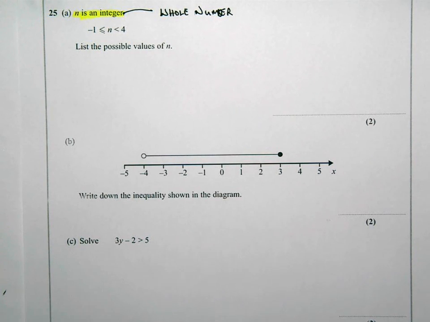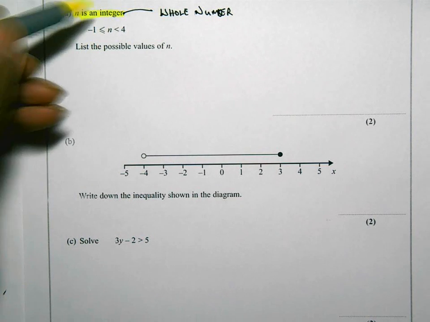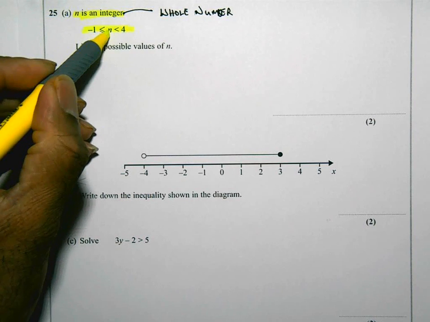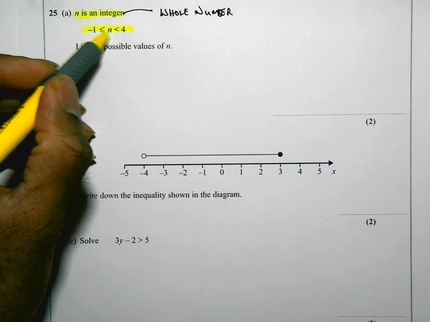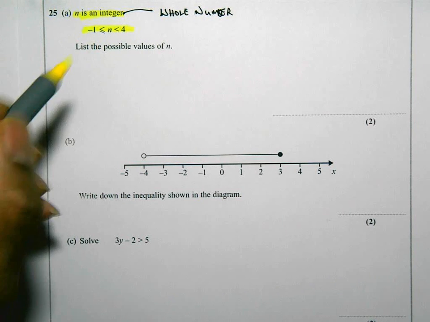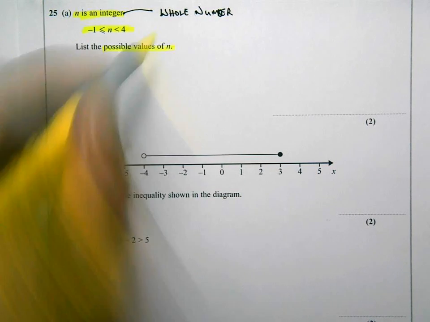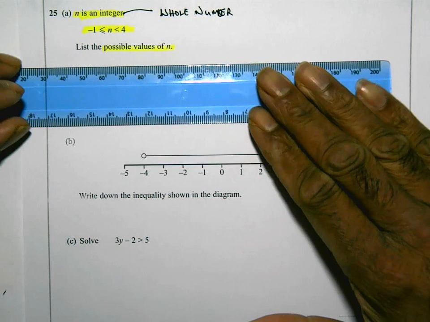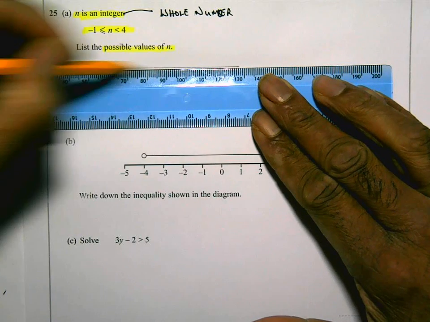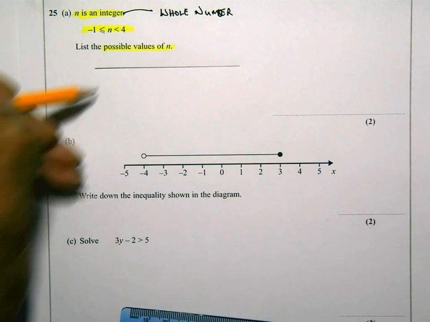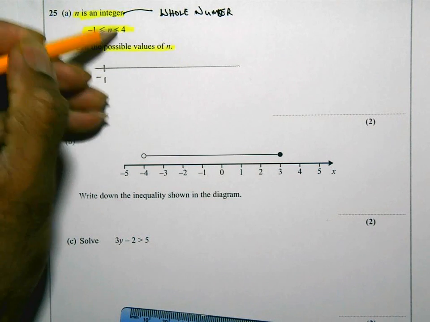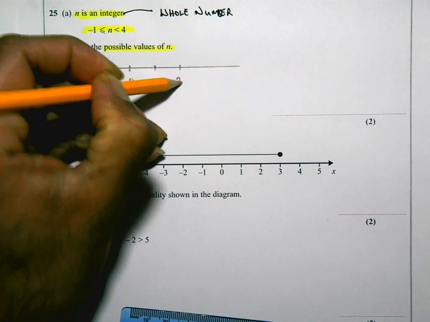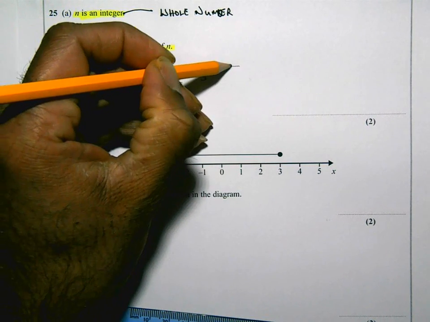The question says list, so they've given you this inequality here, right? That basically says n is less than 4 and minus 1 is less than or equal to n. The question says list the possible values of n. Now the way to do this is to draw a number line. Now I'm going to do this properly. You could do this freehand in the exam, but I'm going to mark in the numbers from minus 1 all the way up to 4. So minus 1, 0, 1, 2, 3, and finally 4.